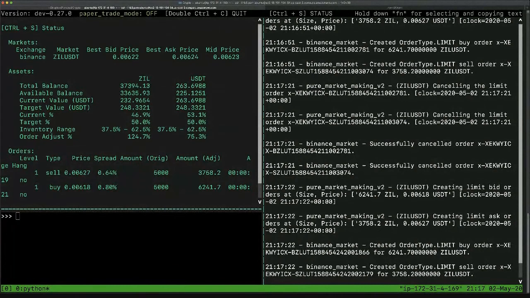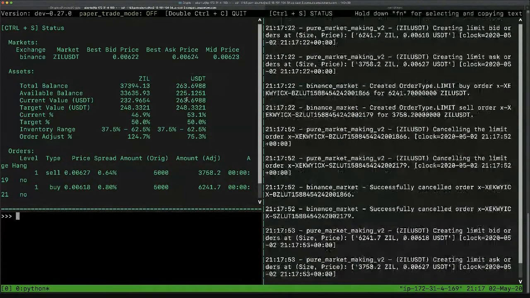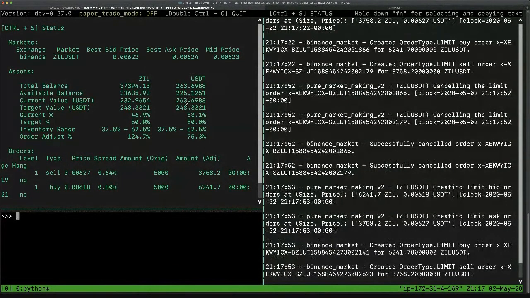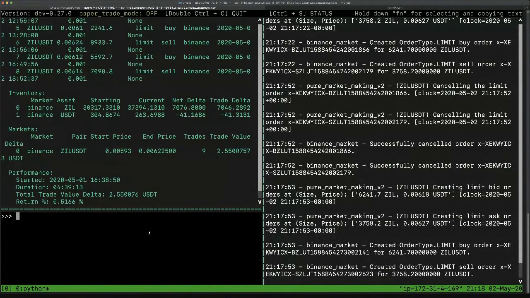All right. So this is a bot that I have running right now. This is a bot in the Zilliqa USDT pair. You can see I've been running this bot for about 4 hours. It's done about 8 trades in those 4 hours, so I've actually made a small amount of money.